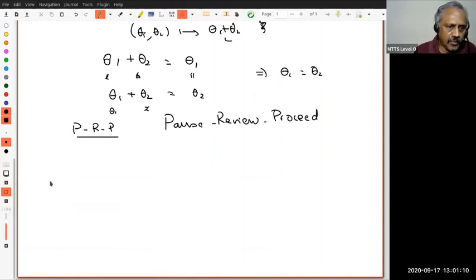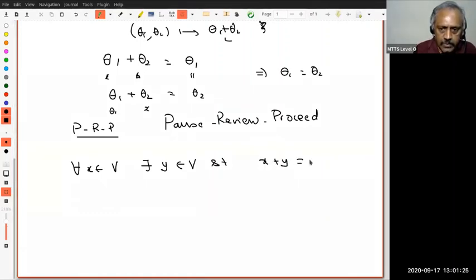Next, we want to prove the uniqueness of the additive inverse. What does that mean? You give me any vector x in V, then I know there exists a vector y in V so that x plus y equals theta. Anyway, so let's go back. So this additive identity is unique.